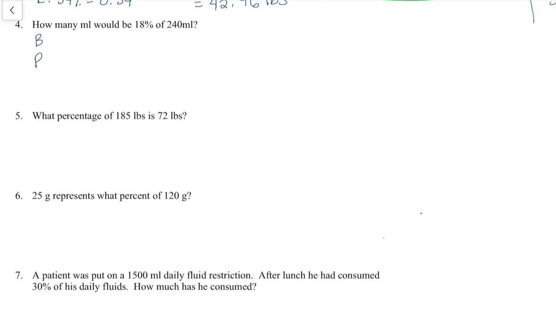Okay, question number 4. How many milliliters would be 18% of 240? So 18% is our rate. It's saying that how many milliliters would be 18%. So we're looking for our portion. 240 milliliters is our base. So portion is base times rate. So I'm going to multiply my base and rate together.